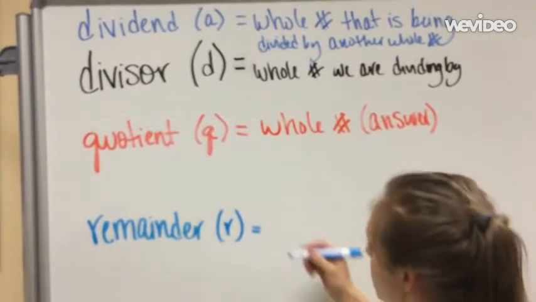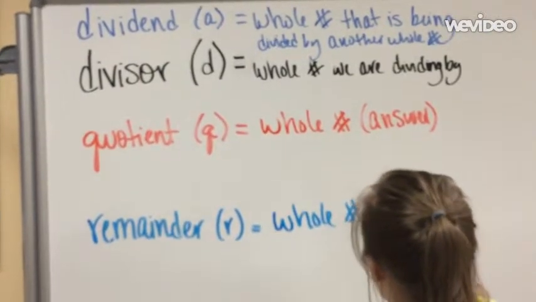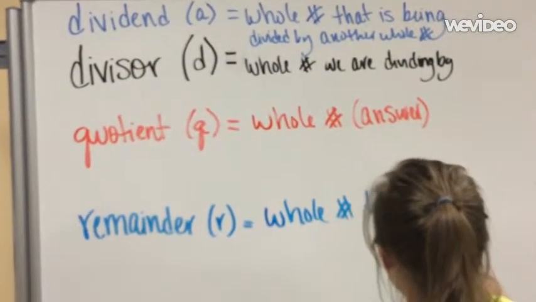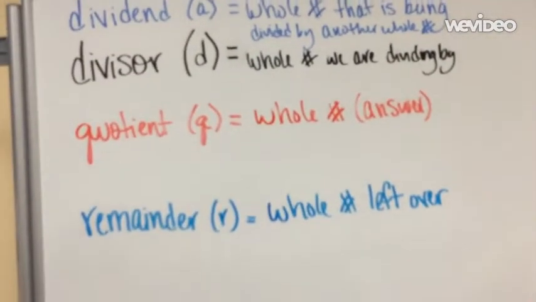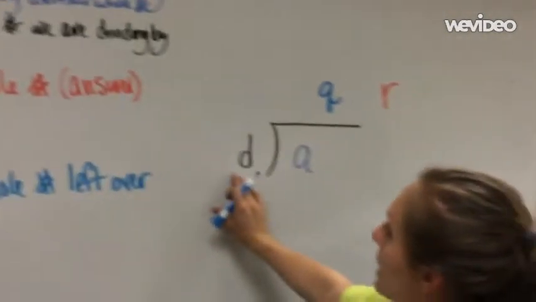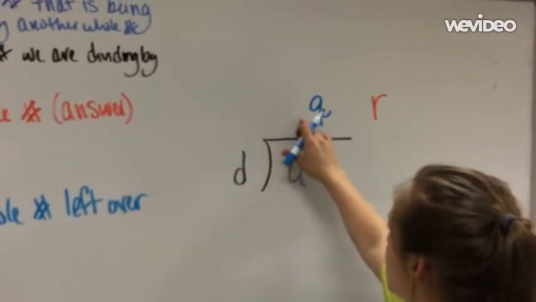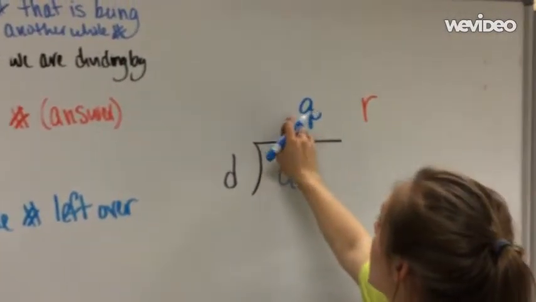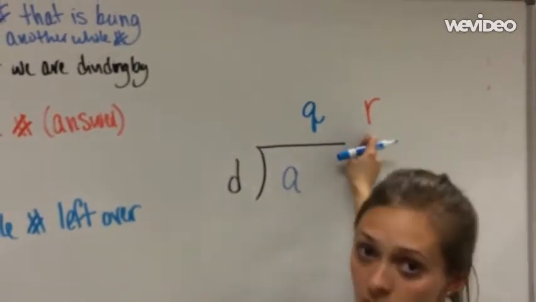And the remainder is the whole number that is left over. So, to write this as a formula, we would say A, the dividend, divided by D, the divisor, and we would get a quotient. And if the answer is not a whole number, we will continue dividing until we get a remainder, which is a whole number.